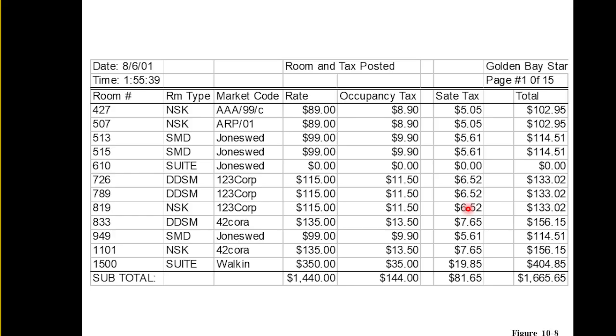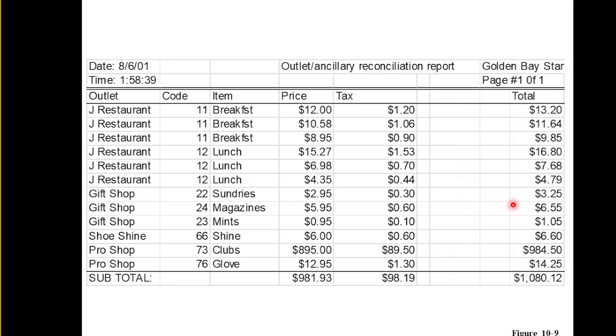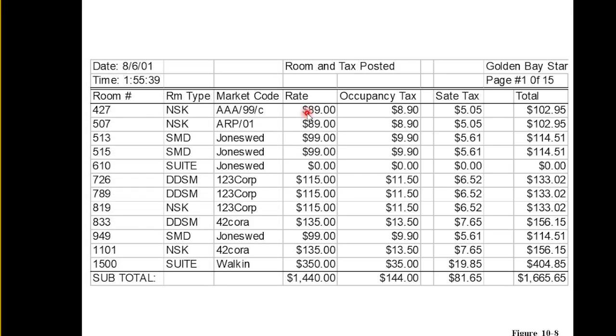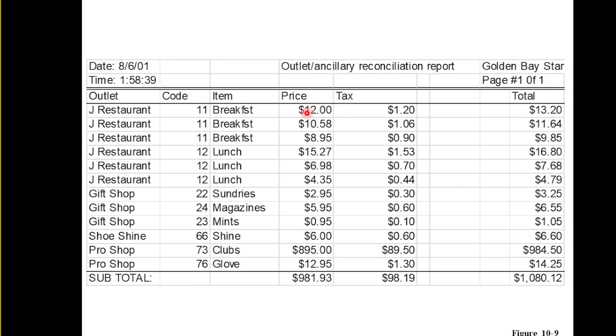For the next slide, we have the outlet or secondary reconciliation report. This is the second part of the most important audit report. As you can see, the timestamp of the first slide is 155, and the second one is 158. Actually, this is dawn time, like before 2 a.m., I'm sorry. This is the shifting where night audit happens, shifting of the different assignments.